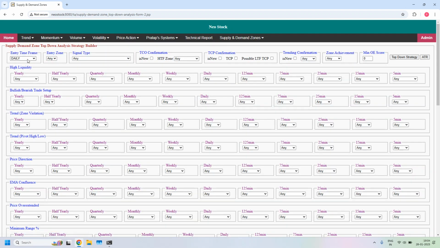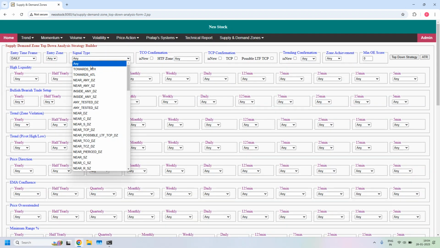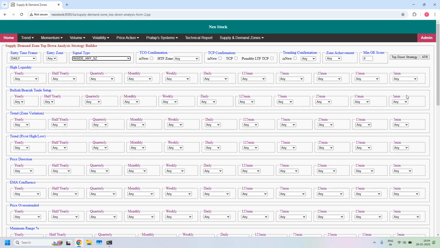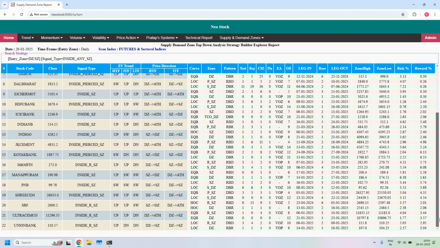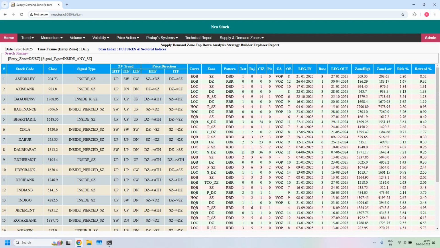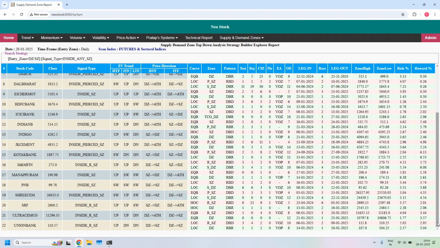for the daily time frame, let us find the stocks where price closed inside the daily supply zone. We got 22 stocks, and these are the first 15 stocks in the list. Scrolling the list down. Okay, out of these 22, how many of these daily supply zones have daily EMA confluence? Let us verify.